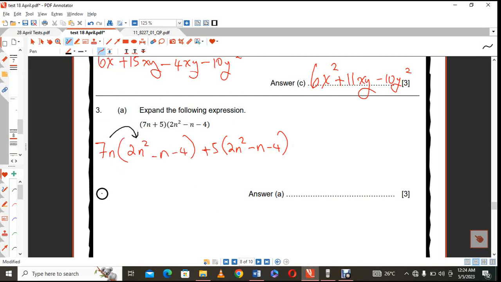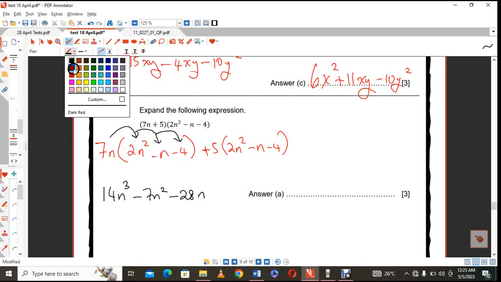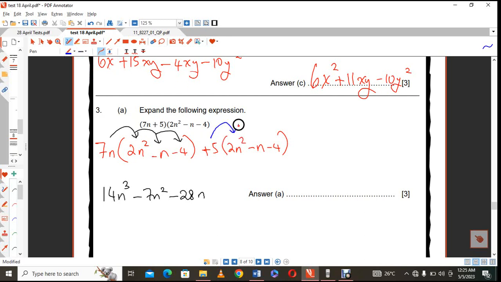So that is going to be 14n squared. Actually, the first one is 14n cubed, right? It's n times n squared, n cubed, and then 7 times that is minus 28n. Now we're going to go to the second one, so that 5 multiplied is going to be 10n squared, and 5 times that is minus 5n, just running out of space there, and 5 times that is minus 20.